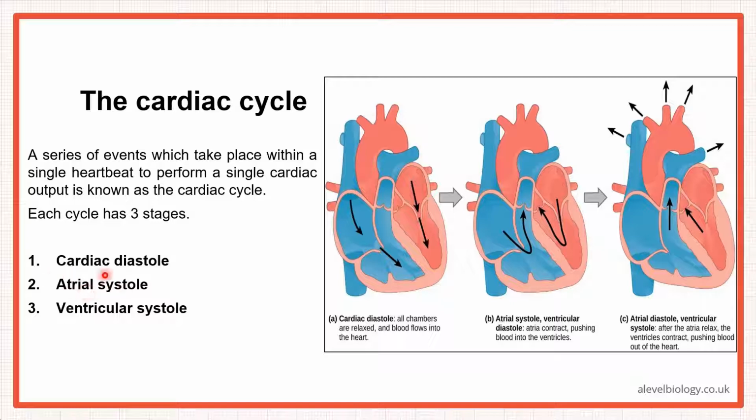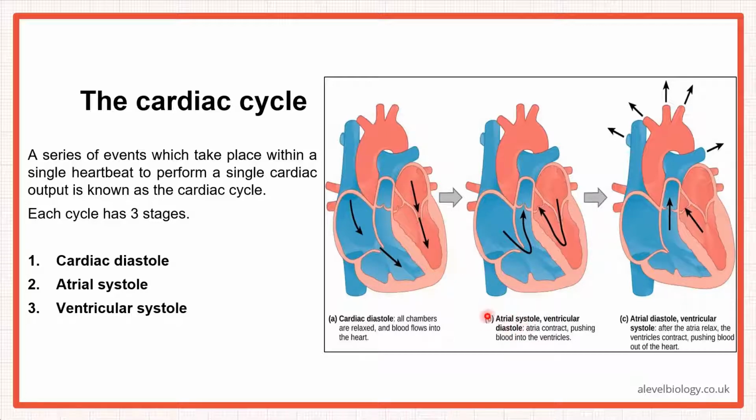Then comes the atrial systole. Atrial systole means that the atria contract, and we will talk about the right and left atria together, right? Then comes the ventricular systole, the part where the ventricles are contracting. In cardiac diastole, all the chambers, both the atria and the ventricles, are relaxed, and this is the time when the blood is flowing into the heart. You can look at the arrows as well. This is what we call diastole.